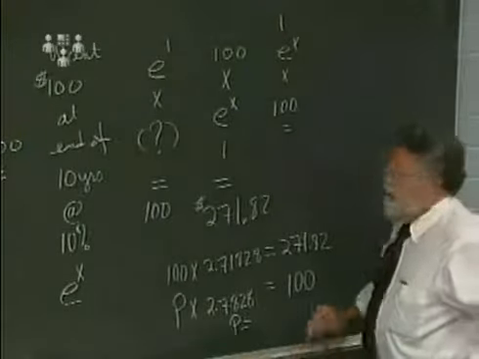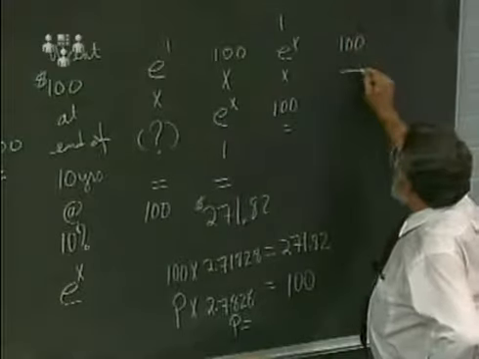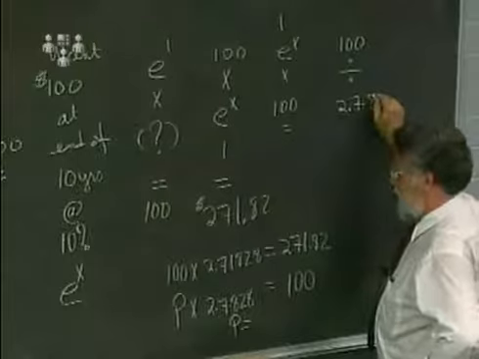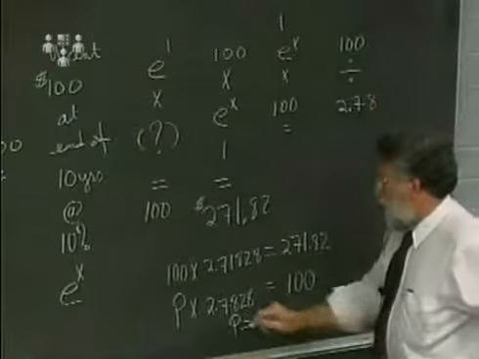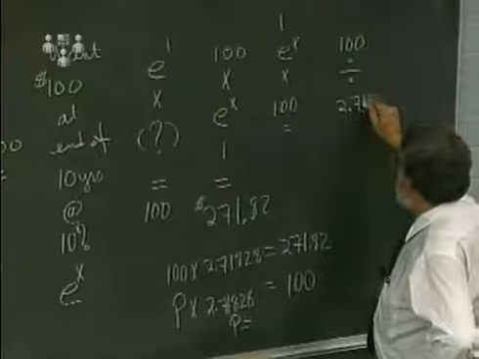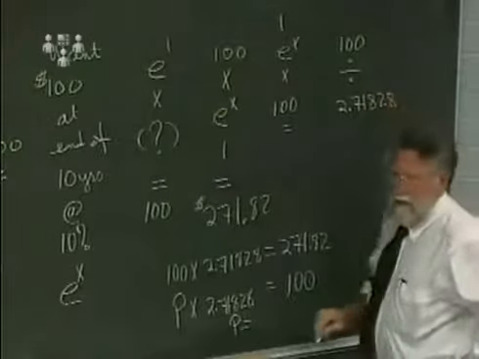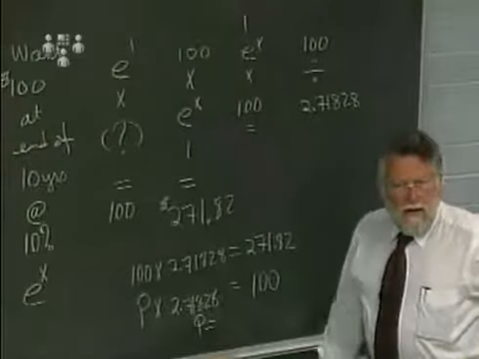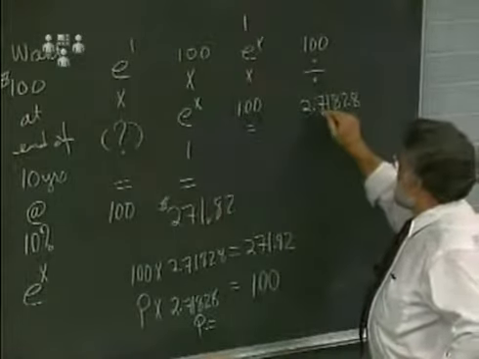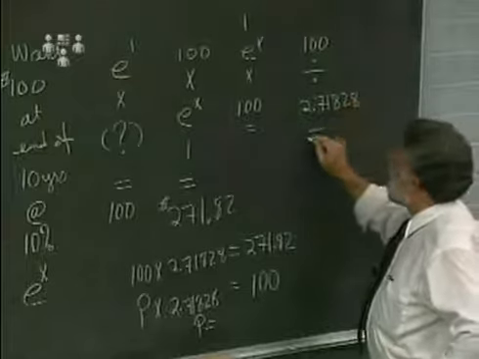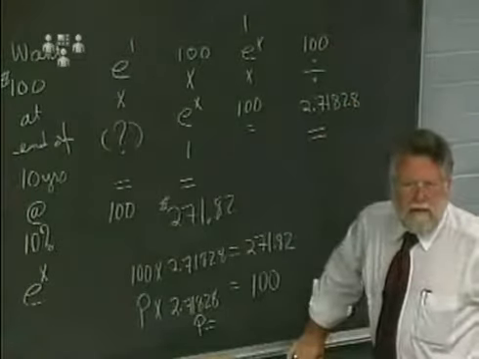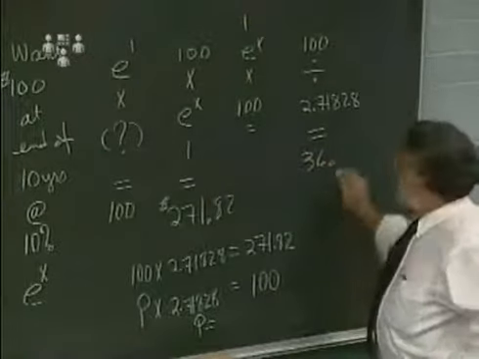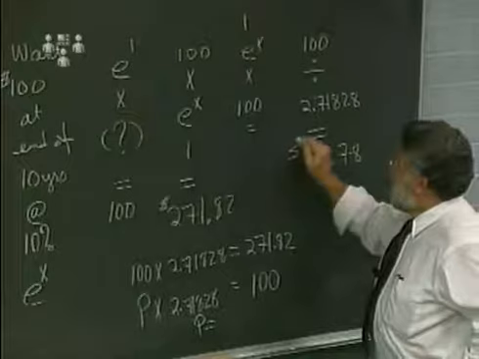No, it can't be 2 point. 100 divided by 2.71828. Oh, I left a 1 off. My apologies there. 2.71828, but it's not going to change the number much. Divided by 2.71828 equals. There we go. $36.